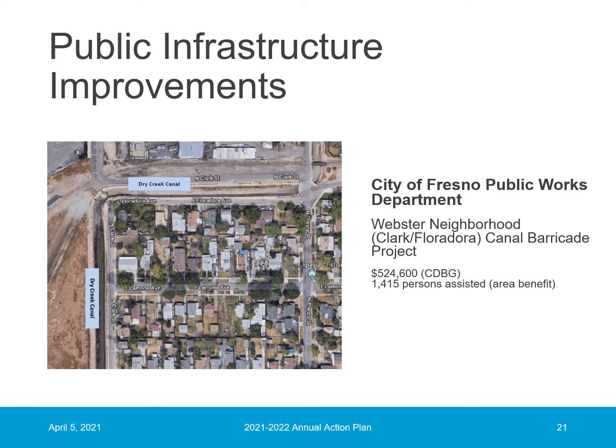$524,600 of CDBG funds are proposed for the Webster Neighborhood Canal Barricade Project. The project will install a guardrail along the Dry Creek Canal near Clark and Floridora in the Webster Elementary neighborhood. In program year 2019, this project received funding for preliminary engineering. Design plans are being finalized and the project is ready to move into the construction phase.